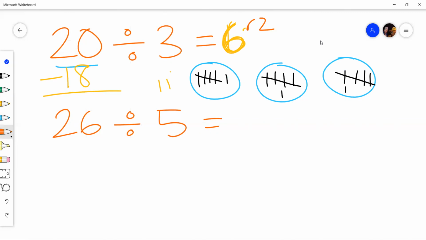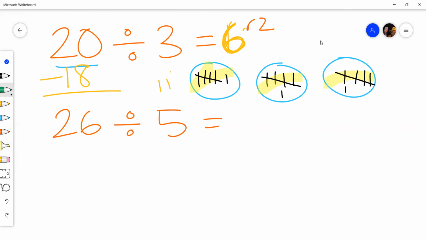Apologize for that. So again, we take the 20, we put it into 3 groups. We're going to get 6 in each group, but that's only 18 total, right? That's only 18 total here, which means I would still have 2 left over because I started with 20, but I could only put 18 into groups. So I have a remainder of 2.